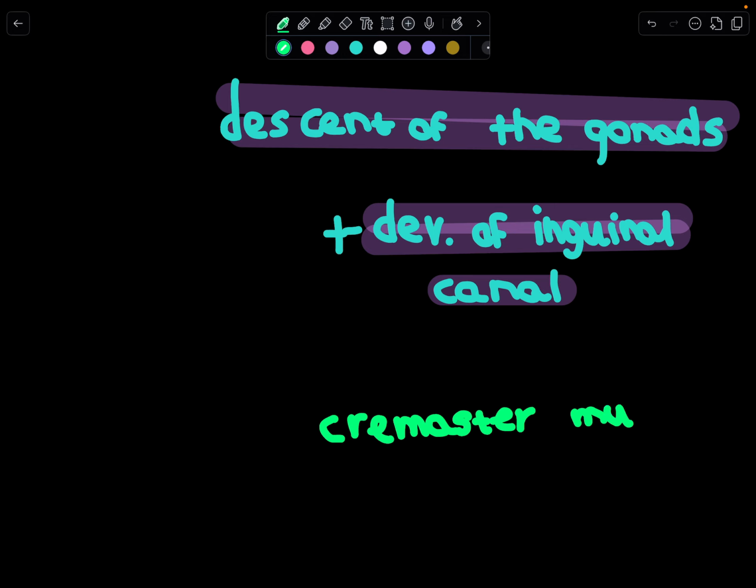Explain the cremaster muscle and the cremasteric fascia a bit more. The external spermatic fascia and all of this.